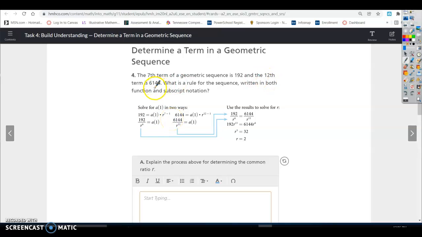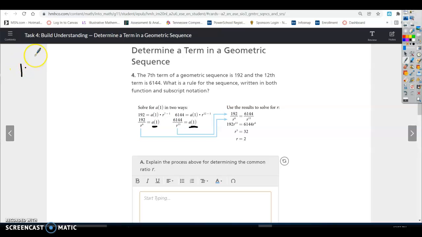So we're given our 12th term is 6,144. So they plug in 12 for n, which is r to the 11th power, and you divide both sides by r to the 11th. Now, when we have two things that are equal, so we know that a of 1, our first term, and a of 1, our first term, are equal to these two expressions, then we just have to set those two expressions equal to each other and we can solve.